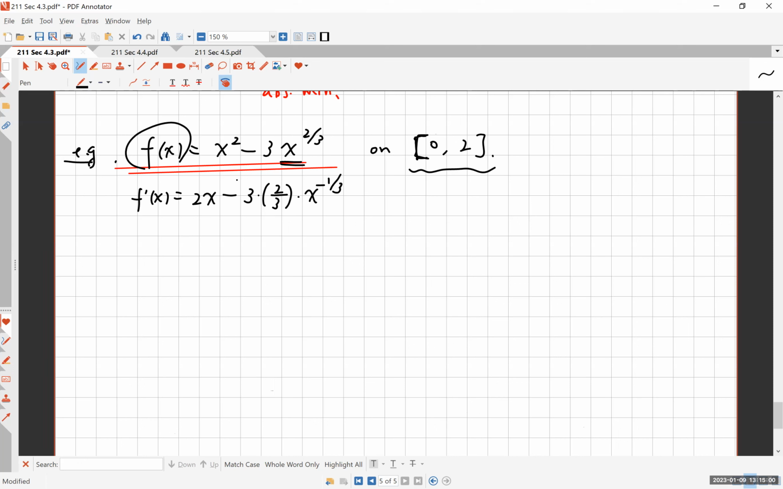So this is 2x minus 3 times 2/3 times x to the new exponent, which is 1 less than 2/3. All right. So this is 2x minus, well, let's write 2 divided by x to the 3rd power, which is the cube. And you can factor out 2. It's x minus 1 over x to the 1/3.